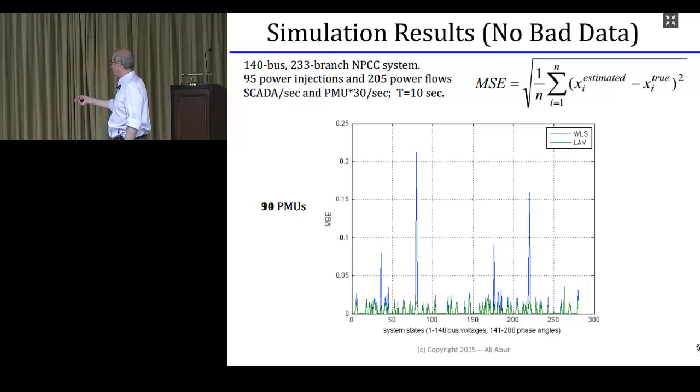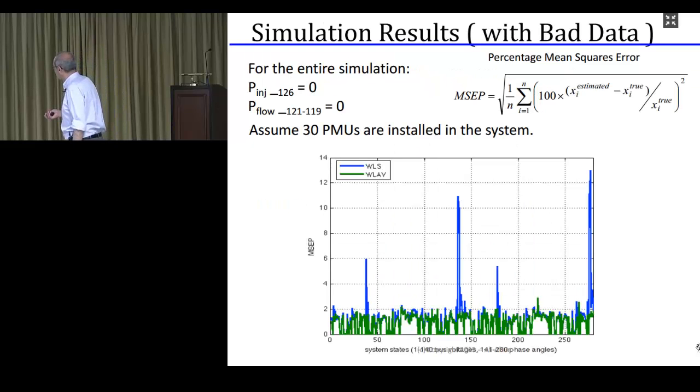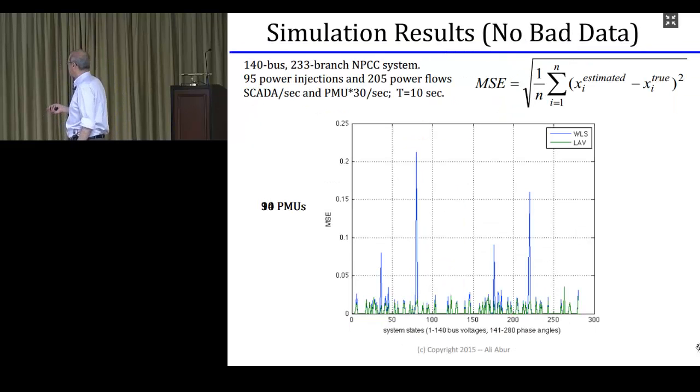These are the mean squared error results, and we did this with several different numbers of PMUs. I don't know if it shows here. Yeah, it doesn't show. I'm sorry, this didn't show up in the PDF, obviously. I had several slides here showing how the errors change as you keep increasing the PMUs.